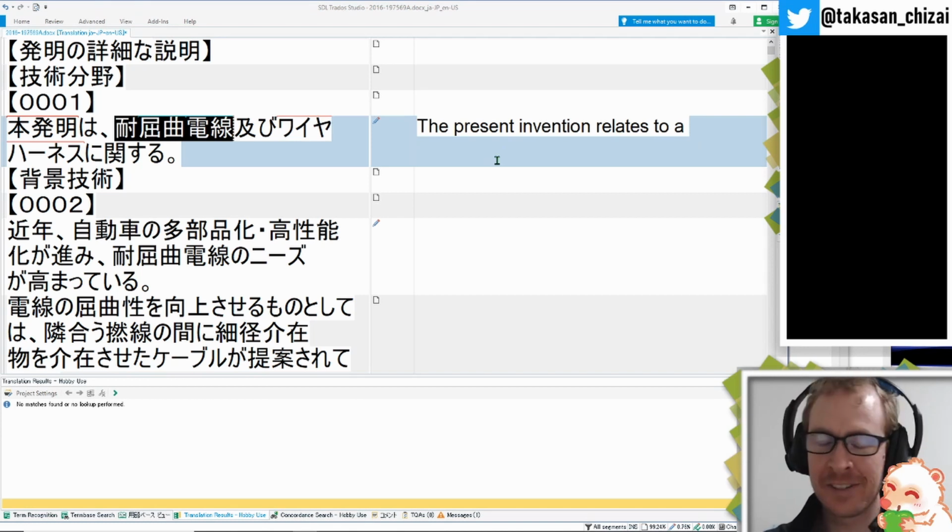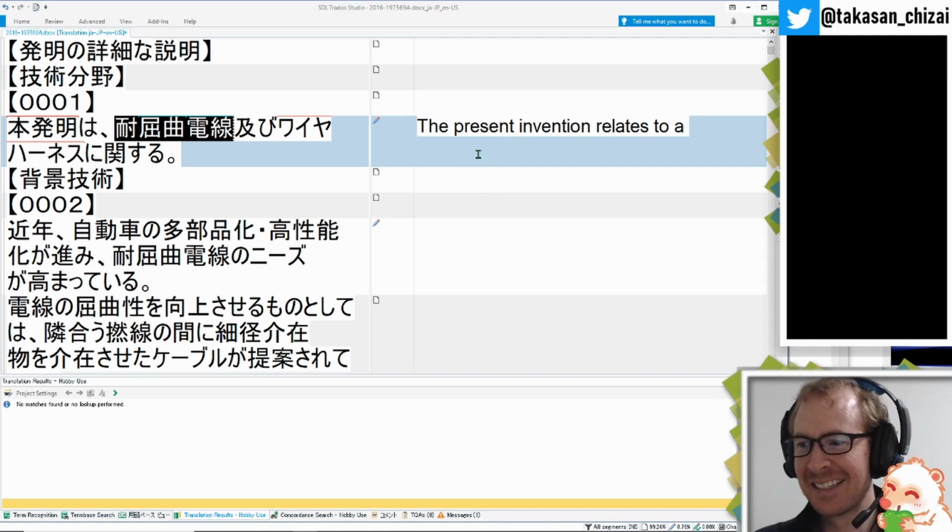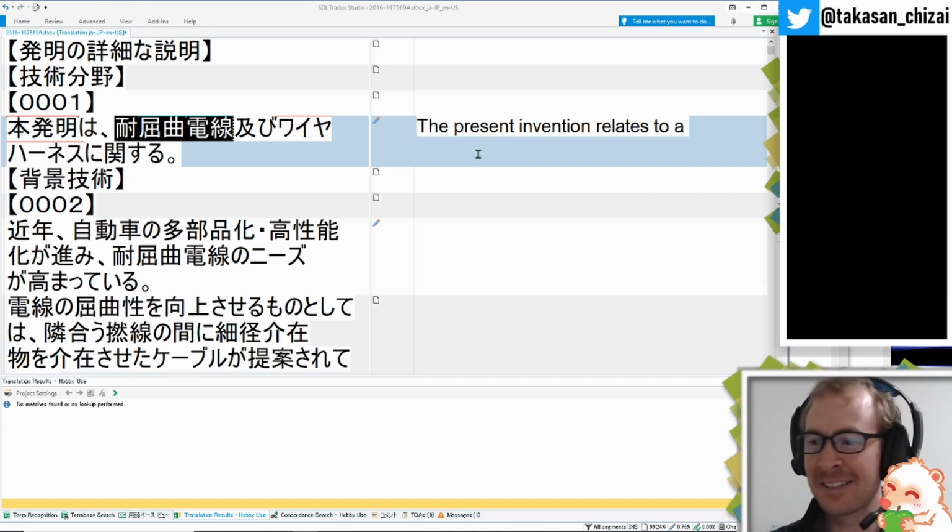You may also see some words just pop up. Without me typing all of it in, the word may just pop up. That's the term recognition function in Trados. So if you have any questions about Trados as well, I'm happy to answer them.